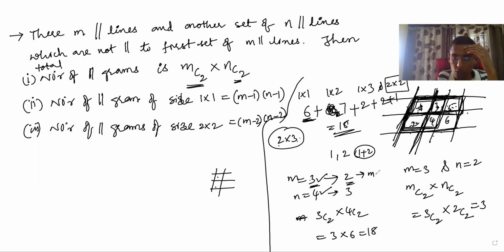This is M minus 2. M minus 2 means what? 1. Only 1. This is only 1. And this is 2. 1 into 2. Like this you should go on.